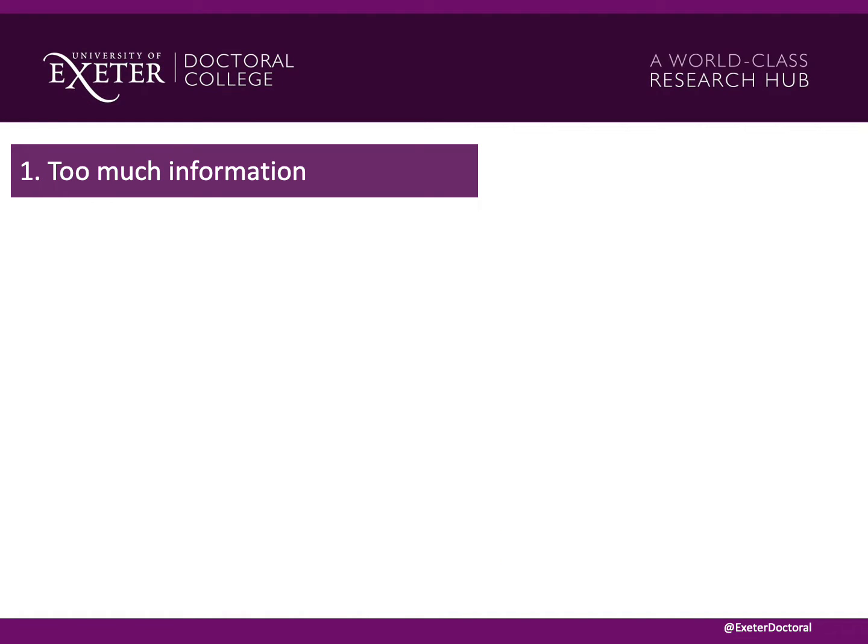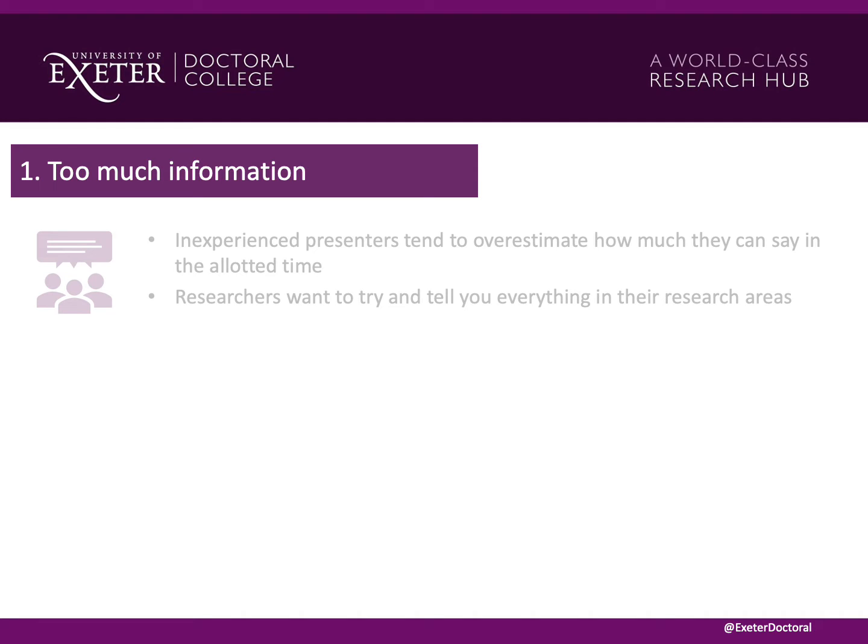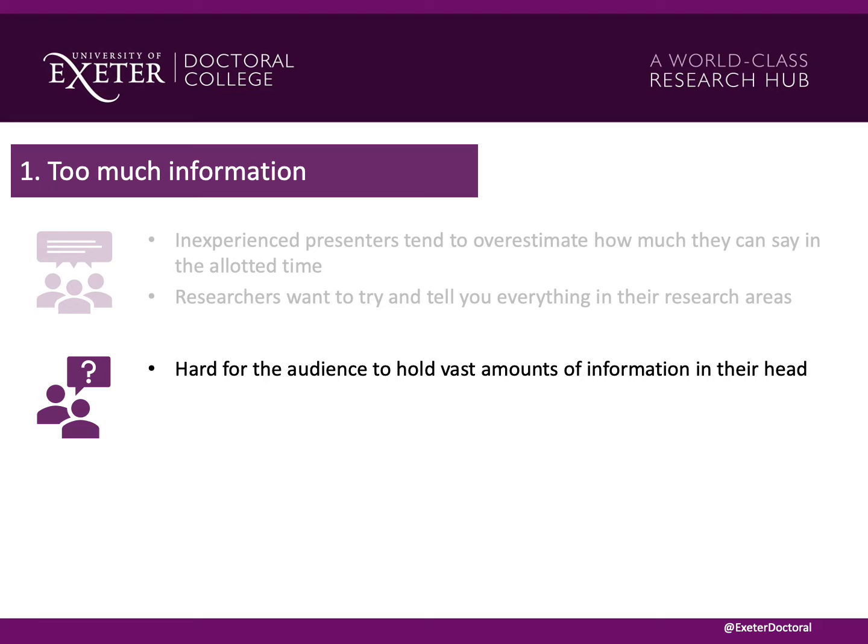Number 1. Too much information. This tends to happen when presenters think they can say more than they can in the allotted time, and when researchers try to tell the audience everything in their research areas, veering off course to explain, often in painful detail, definitions, arguments, and counter-arguments. Although it's tempting to try and fit as much as you can into your presentation, you need to make it clear and digestible for your audience. It's hard for your audience to hold vast amounts of information in their heads, and it can leave the audience struggling to follow your presentation and wondering when you will get to the point.